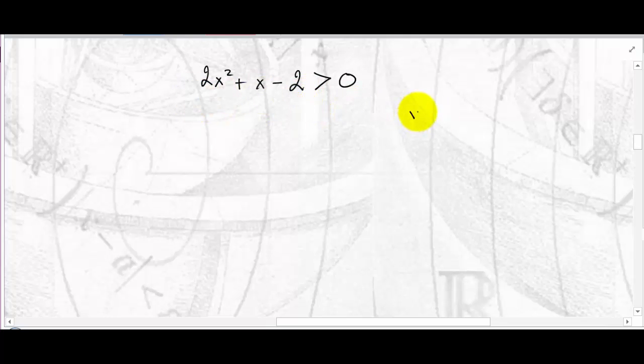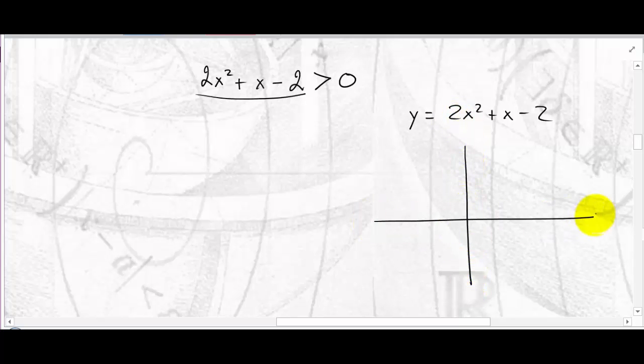Well, hey, we give it a name. We call it y. This we call it y. So it is y equals 2x squared plus x minus 2. And I know the shape of this. It's a parabola. And I know it's also concave up. There are three possibilities. Maybe it won't touch the x-axis. Maybe it's going to touch it at 1 point. Or maybe it's going to touch it at 2 points, right?